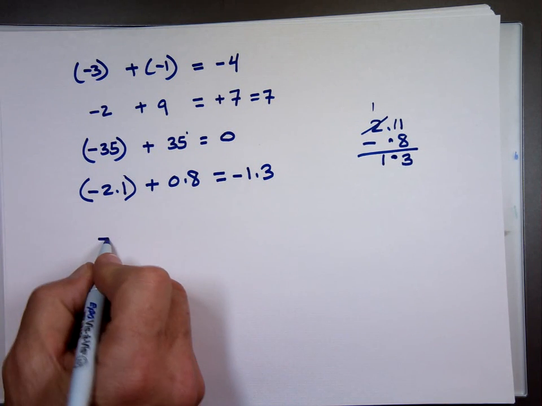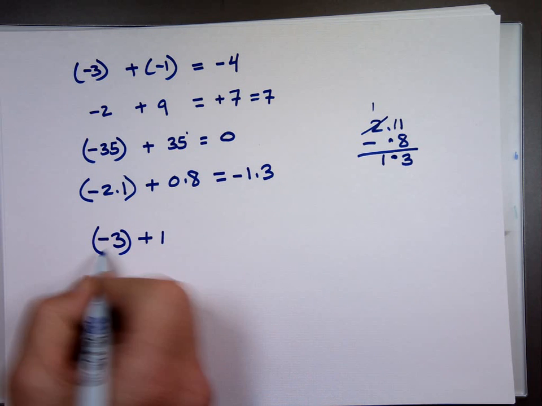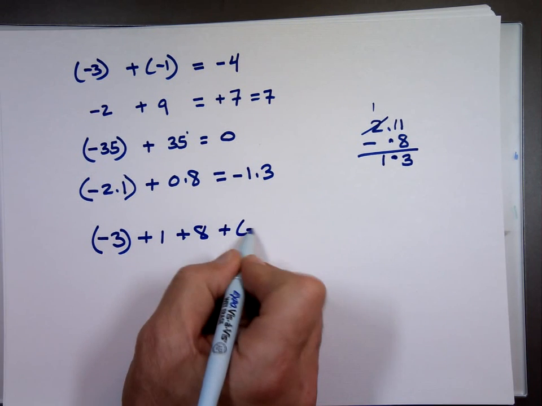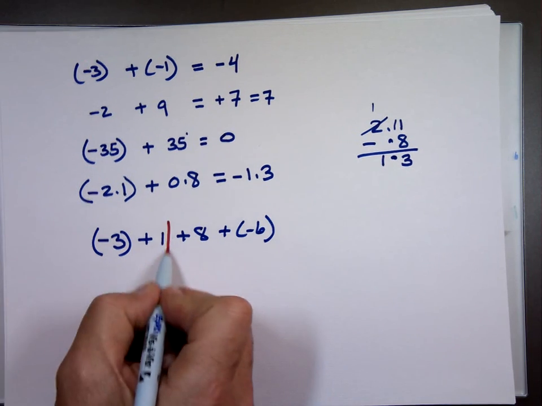You try this one. Negative 3 plus 1 plus 8 plus a negative 6. Do 2 at a time.